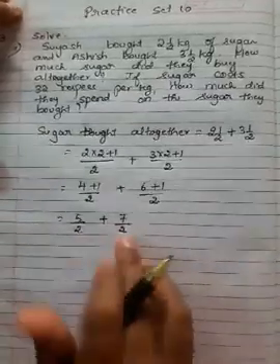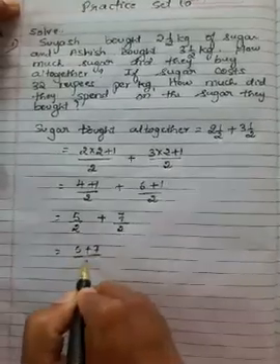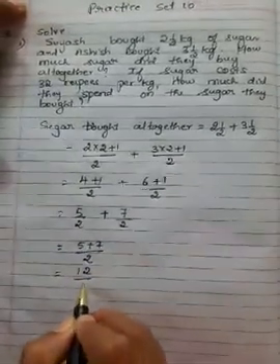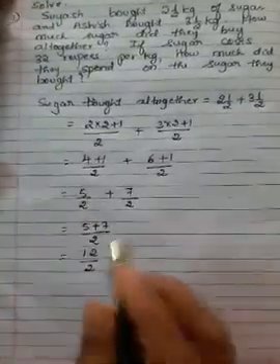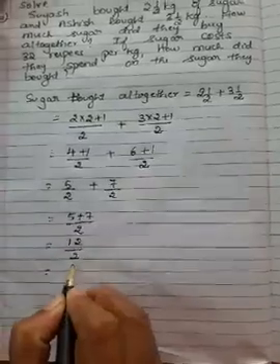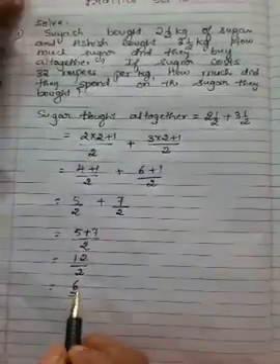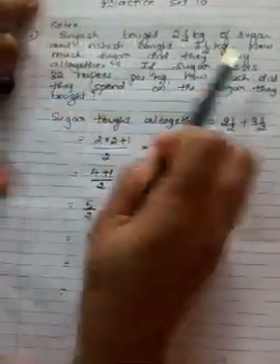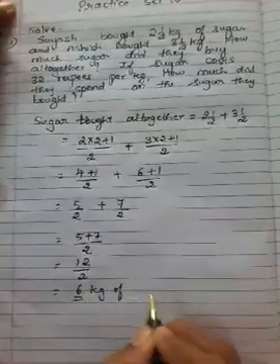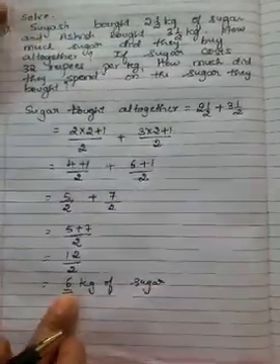Now here the denominators are already equal, so there is no need of converting the denominators. Just add the numerators. 5 plus 7 is 12, so 12 upon 2, correct? Now divide. 12 upon 2 is how much? 2 6s are 12. So we got 6. That means Suyash and Ashish bought a total of 6 kg of sugar, correct?